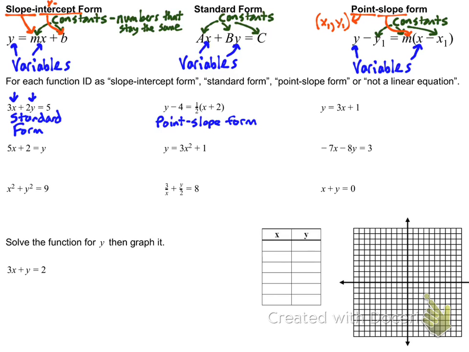I know that because I see those parentheses, and I see there's an x inside the parentheses. That means the point is negative 2 comma 4, and the slope is 1/2. And we'll talk more about that in the future too.